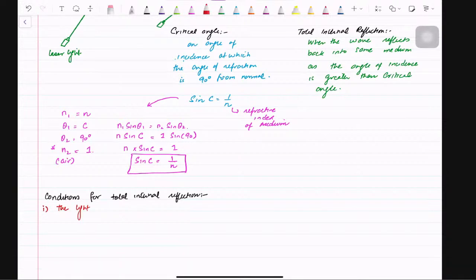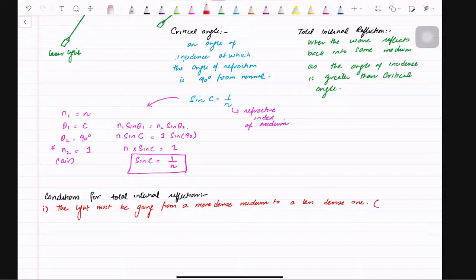So the first condition is that the light must be going from a more dense medium to a less dense one. And the way you can actually tell that is by comparing n.